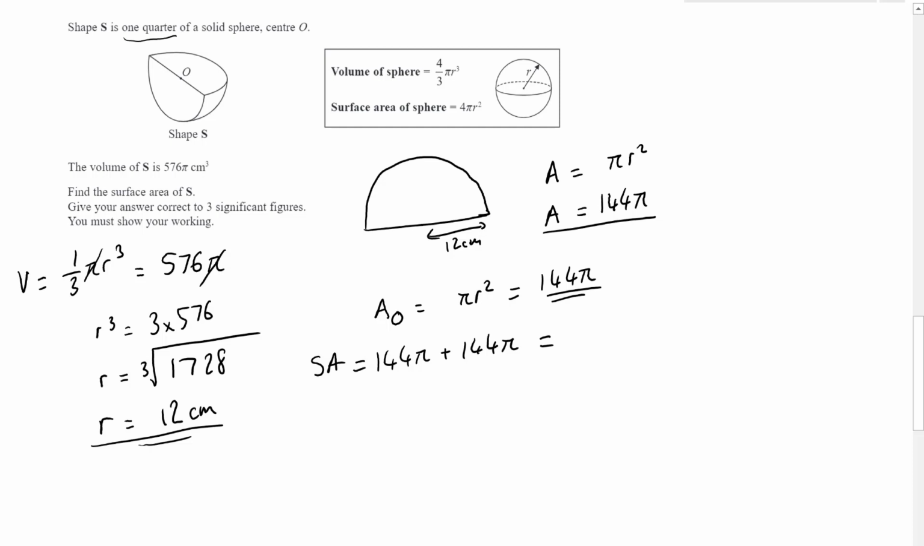of 288 pi, and they're asking for our answer to 3 significant figures, so we just have to put that into a calculator. So 288 times pi in a calculator gives you 905 to 3 significant figures. Just remembering the units, it's going to be 905 centimeters squared, because it's a surface area, to 3 significant figures. There we go.